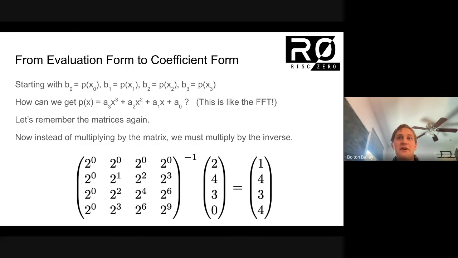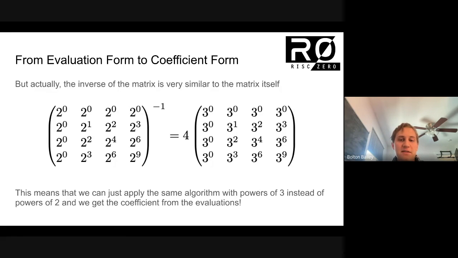But it turns out to be very convenient because this matrix has such a clear structure with its multiplication table exponents properties that, in fact, the inverse of the matrix is very similar to the matrix itself. So here on the right is what the inverse of the matrix on the left is. You basically just replace the 2's by 3's, and then you multiply the whole thing by 4, or really the inverse of 4, but the inverse of 4 is actually 4.